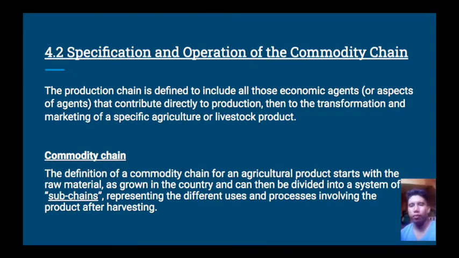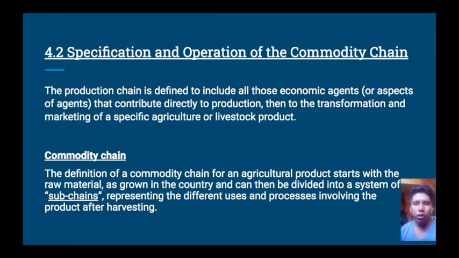I am presenting the specifications and operation of commodity chain. The production chain is defined to include all those economic agents that contribute directly to the production, and the transformations of marketing, of a specific agricultural or livestock product, such as the growing of sugarcane through to the output of refined sugar.